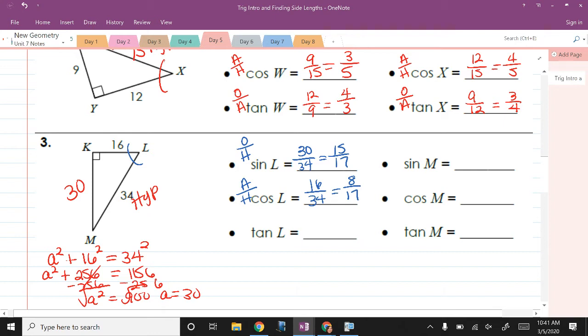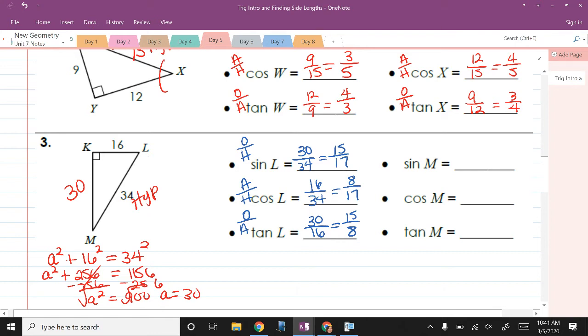Tangent is what over what? Opposite over adjacent. So for angle L, what side is opposite from angle L? 30. What side is adjacent to angle L but is not the hypotenuse? 16. And those are both divisible by 2, and you get 15 over 8. So any questions about those?